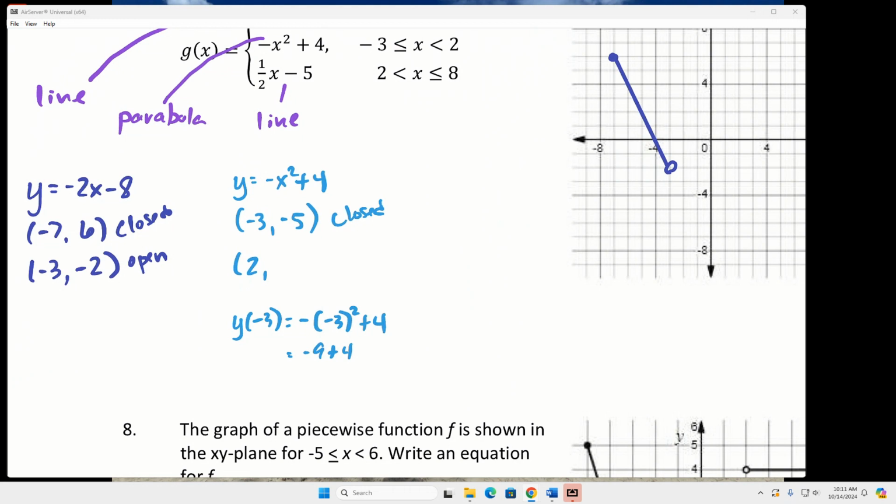Right, and then we would plug in 2. So -2 squared is -4 plus 4 is 0. And it's going to be open.